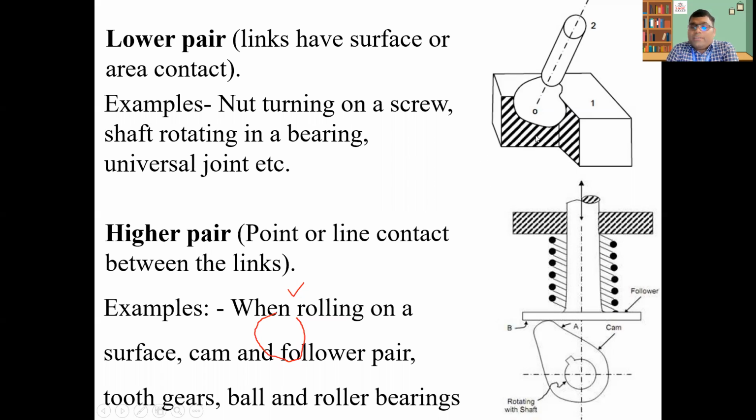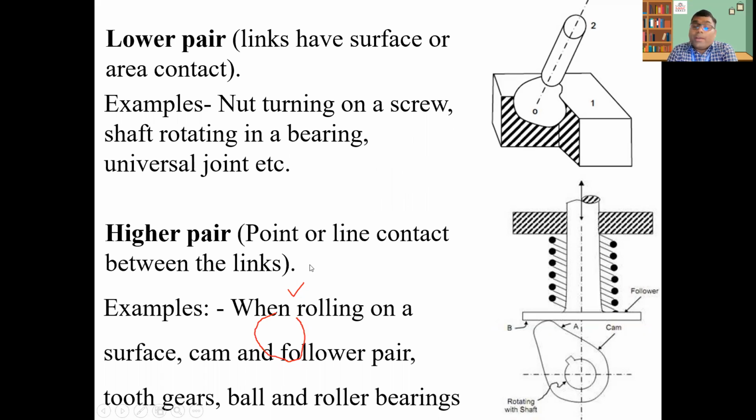So anywhere, if you find such kind of arrangement, or we have studied all like turning pair, the turning or revolute pair, spheric pair, screw pair, all come under the lower pair because these pairs have either area contact or surface contact. For example, a nut turning on a screw, a shaft rotating in a bearing, a universal joint, all are lower pairs.